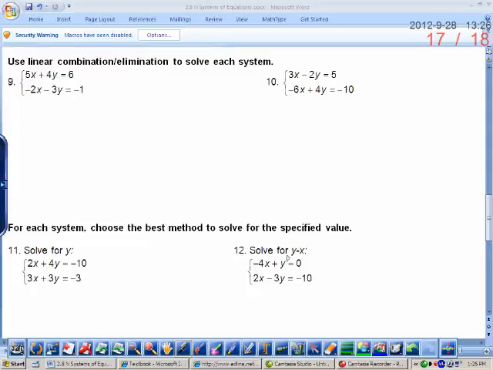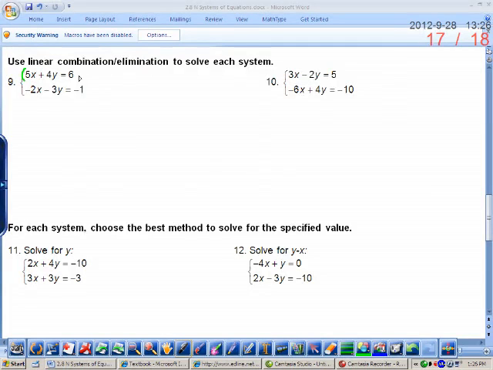Okay, so in elimination, what you do is you manipulate your equations so that when you add them together, you get rid of a variable. Okay? So look at number 9. I've got 5x plus 4y equals 6, and negative 2x plus negative 3y equals negative 1. At this point, it is up to me to choose to eliminate either x or y. It does not matter. Okay? We just get to choose and go with it. All right? So let's go ahead and eliminate y.